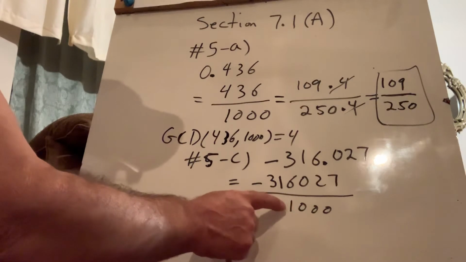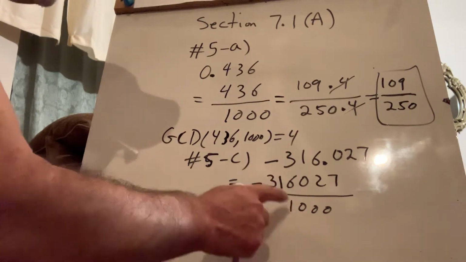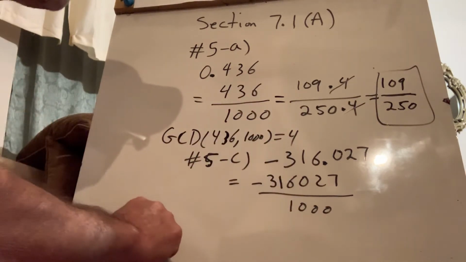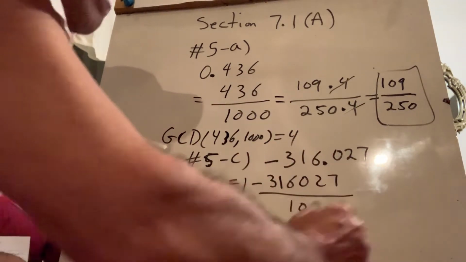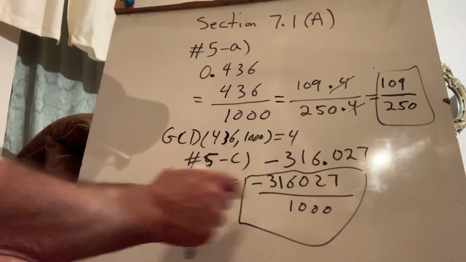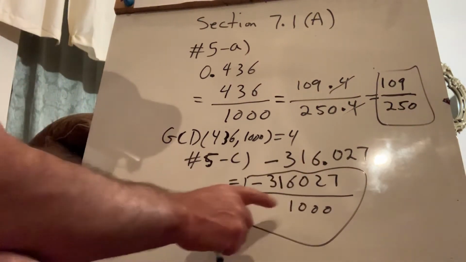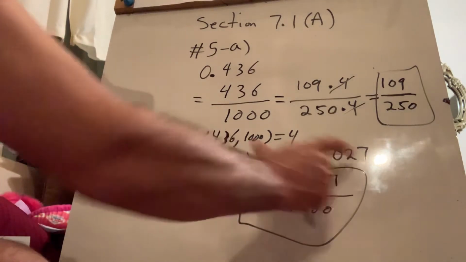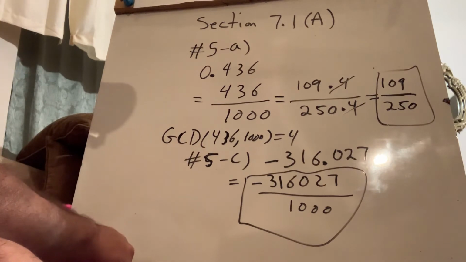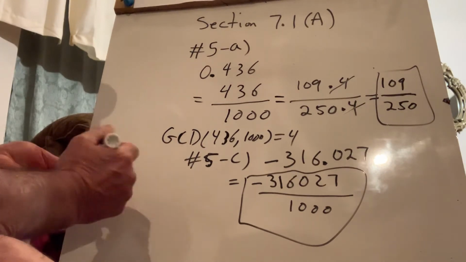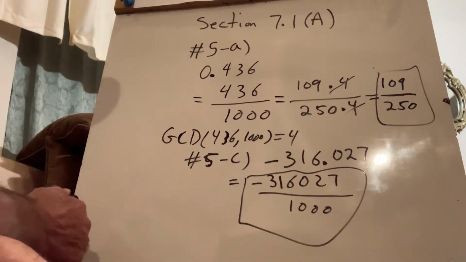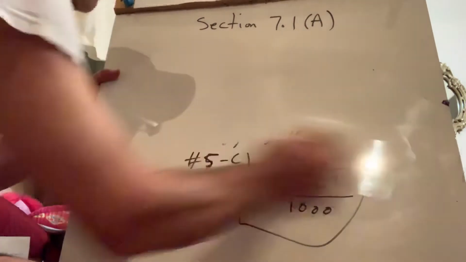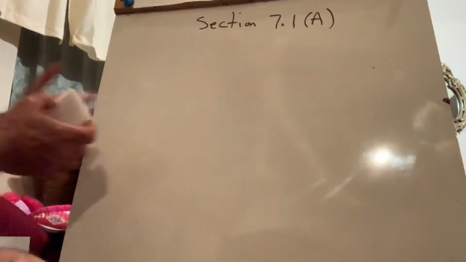Actually it just happened that these two numbers, even though they're very big, have no common factor. So their GCD is 1. They are relatively prime. So therefore, in this case, this will be your final answer. So negative 316,027 over 1,000 is the fraction form of this terminating decimal number. Okay? So let me see if I can do one more from number 6. So this was number 5. I may be able to squeeze this one in this video also.